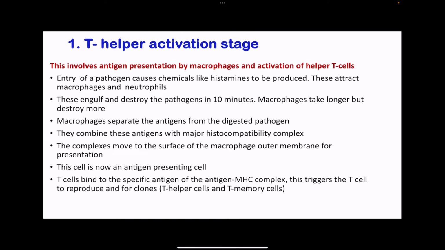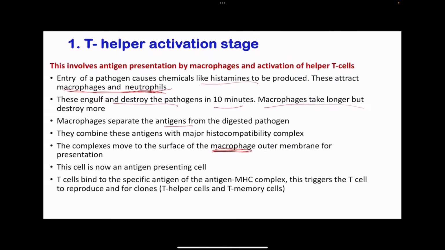In the first step of the humoral response, we have the T helper cell activation stage. Here, there is going to be entry of a pathogen into the body, and some chemicals like histamines are going to be produced. These attract the macrophages as well as neutrophils. Remember, these are the ones that carry out phagocytosis. So these are going to engulf the pathogen in a shorter period of time, and they will destroy the pathogen. However, the antigens are going to be sorted out, and attached or combined to the MHC protein, which is major histocompatibility complex, and these are going to be presented on the outside of the membrane of the macrophage. This is the process we call antigen presentation.